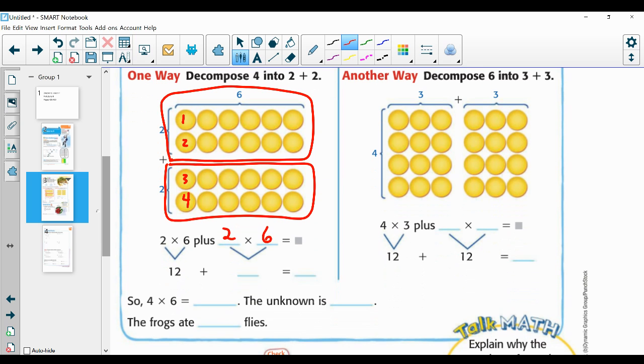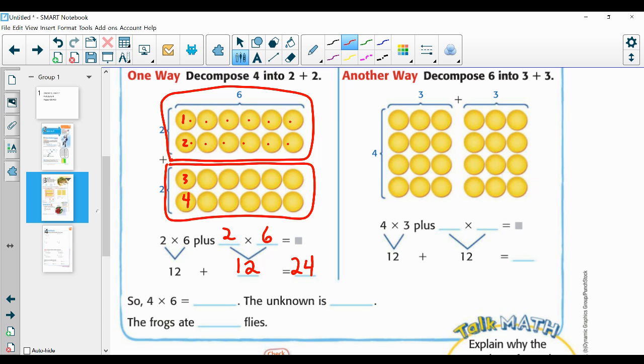2 times 6 is 12, and if I'm not sure I can count, 1, 2, 3, 4, 5, 6, 7, 8, 9, 10, 11, 12, plus 2 times 6. If this 2 times 6 is 12, then this one has to be 12 also. And then I just add them up. So 2 plus 2 is 4. 10 plus 10 is 20, 24.